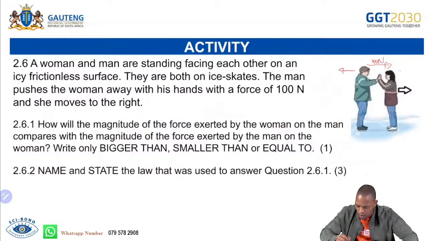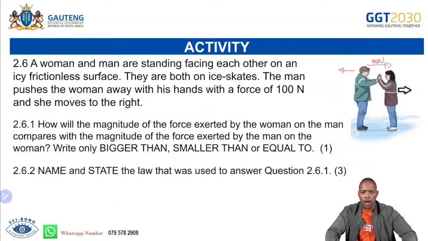Because the man pushes the woman, they tell us that the woman moves. Here's the arrow showing us that the woman is going to move to the right. Right? What do we expect is going to happen to the man? And if you pay attention, it's similar to the wall question that we had at the beginning. The man is also going to move to the right. And what moves the man to the right?